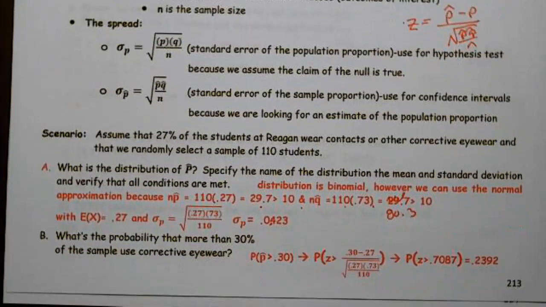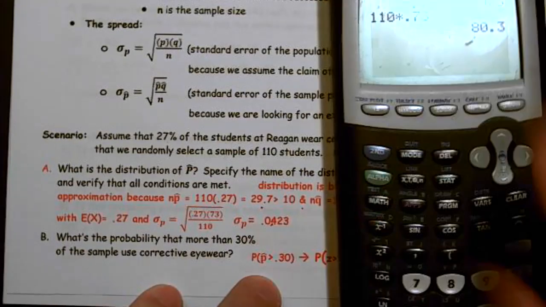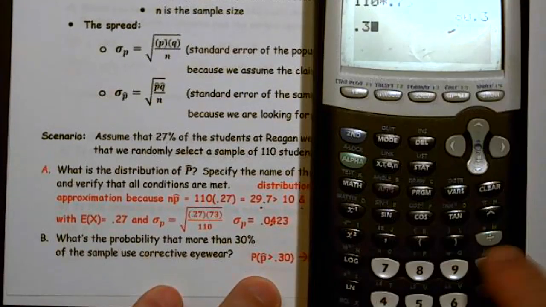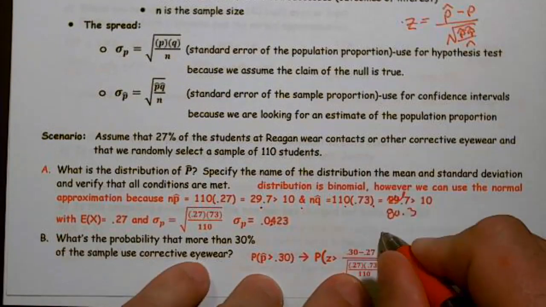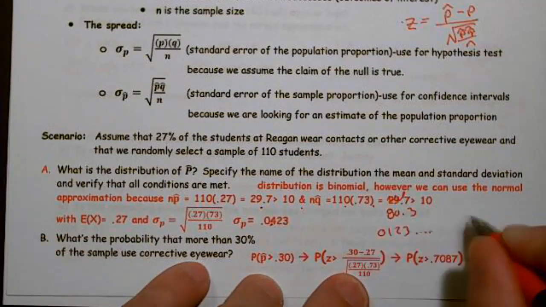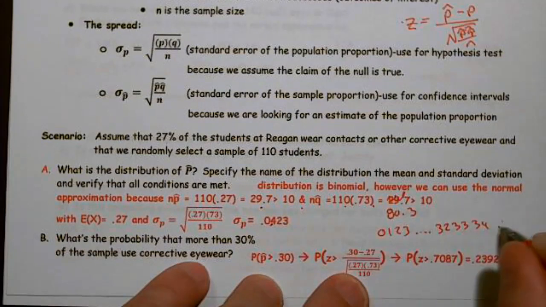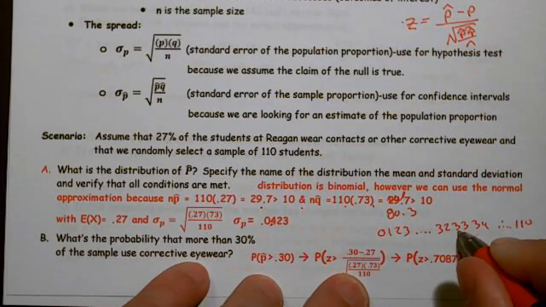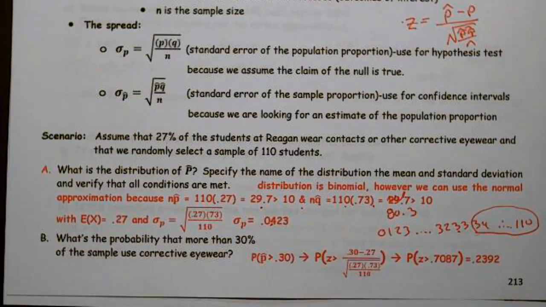What's the probability that more than 30% of the sample use corrective eyewear? Well, technically, I could have done 30% of 110, 0.3 times 110. So I want the probability that more than 33, and I could sit there and go, you know what, 0, 1, 2, 3, 32, 33, 34, all the way up to 110. And I can run this as a binomial. And I could do that. However, we're going to find that it's going to be necessary to switch over to the normal approximation. So let's do it this way.